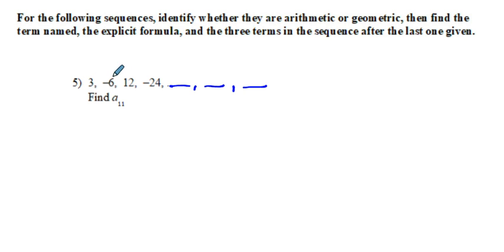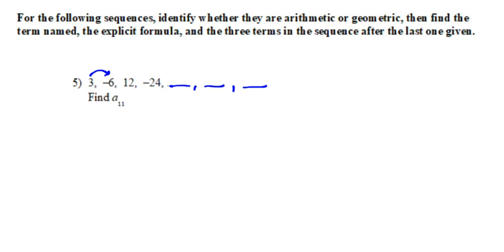Okay, we're going from a positive to a negative to a positive to a negative. How is that even possible? We'll try to find out. If I wanted to check to see if it was arithmetic, I would do 3. What do I add or subtract from 3 to get to negative 6? It would be negative 9. But if I tried to do that again, I would get to negative 15. I wouldn't get to 12.